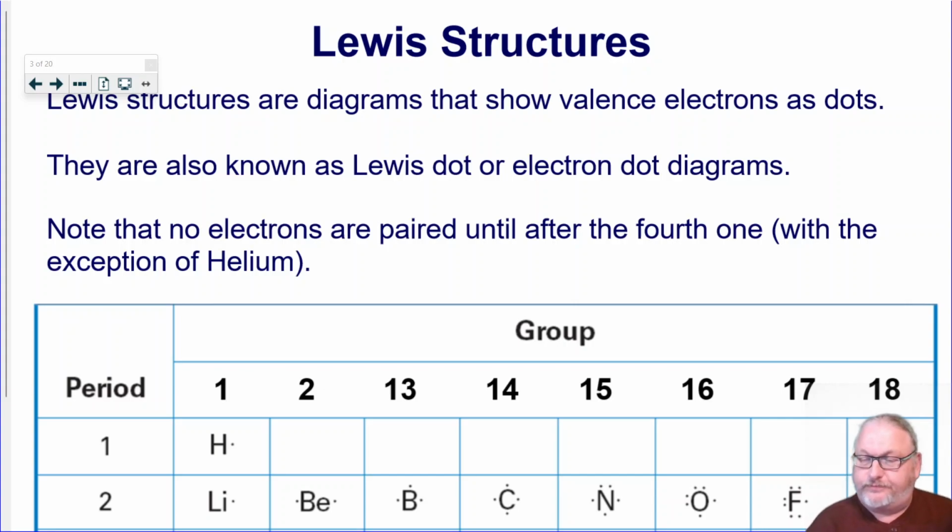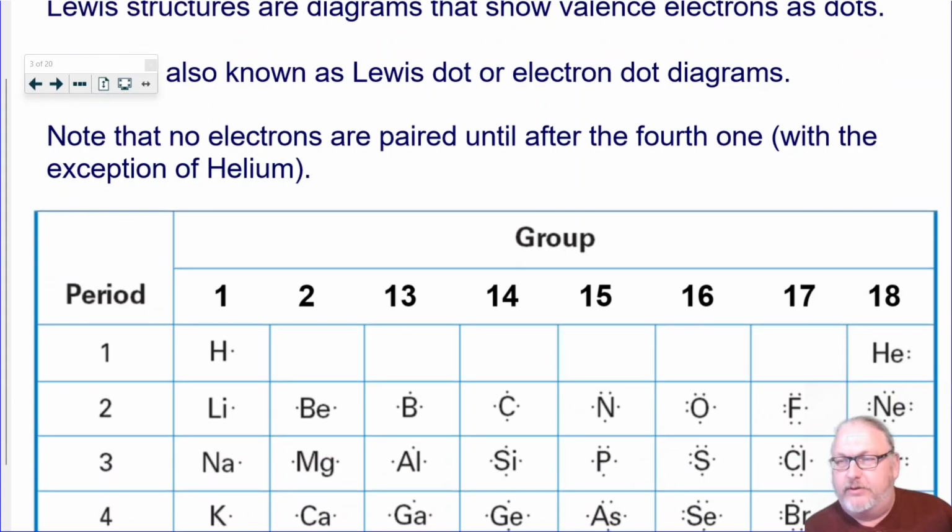A Lewis structure is a diagram that has just the valence electrons, and we write them as dots. We also call them Lewis dot diagrams or Lewis electron dot diagrams. Notice that no electrons are paired until we get the 4th one. Lithium has a valence of 1, so we put one dot there. Beryllium, we don't put those together, we separate them. Boron, group 13, has 3 valence electrons, and we do it like so.